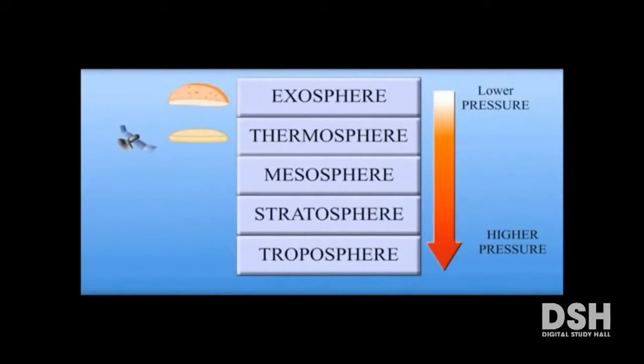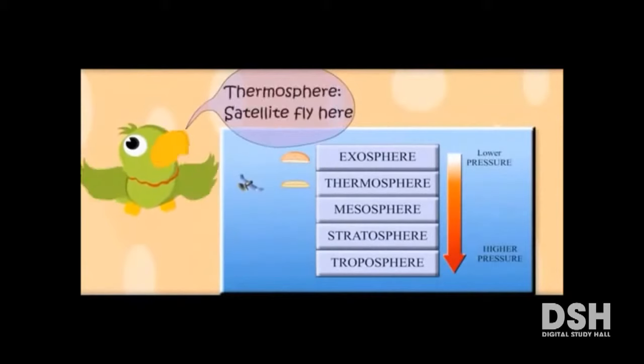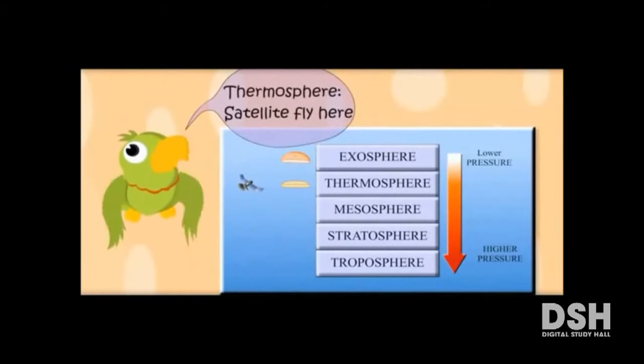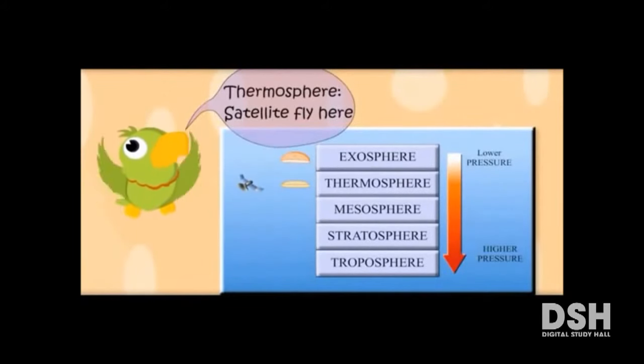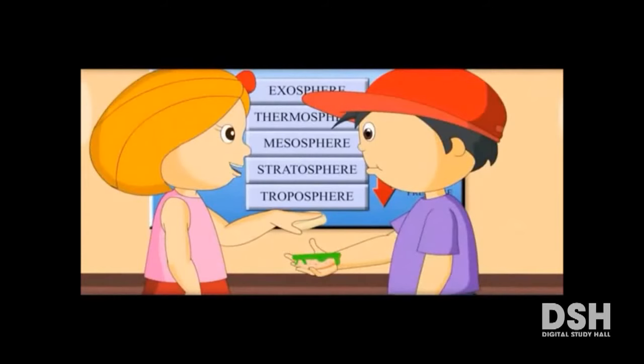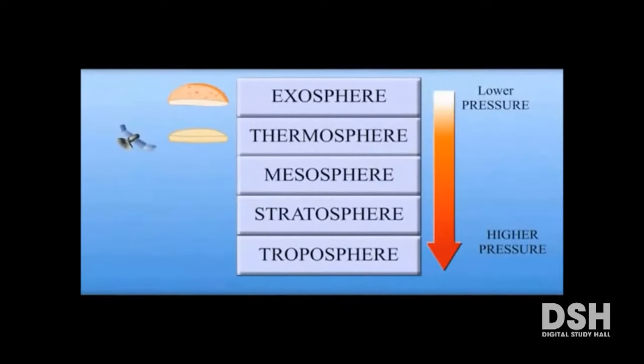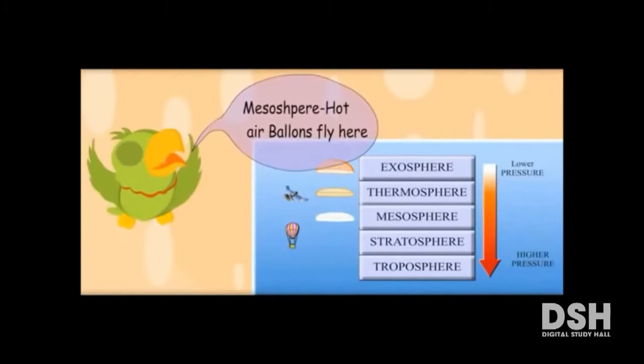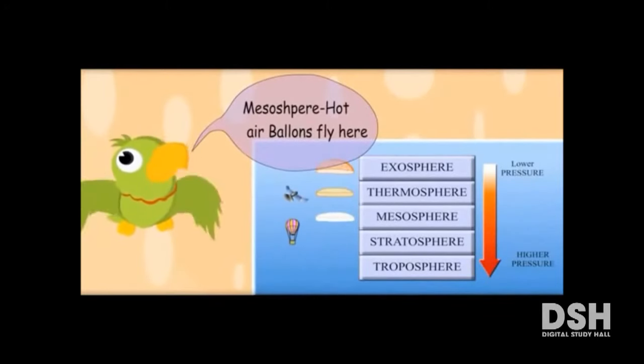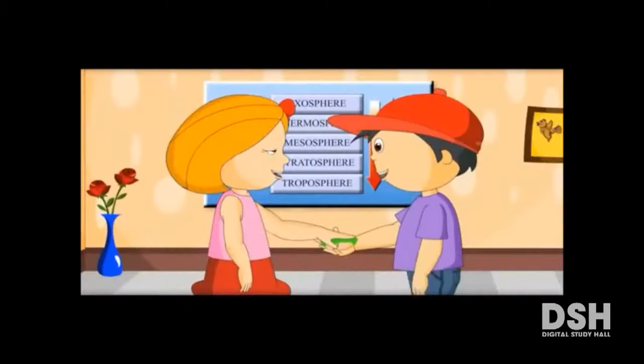Yeah, you are very smart. Thermosphere? Satellites fly here? This layer is called mesosphere. Oh, airplanes fly here. No, hot air balloons go up to this layer. Mesosphere? Hot air balloons fly here. This layer is called stratosphere.